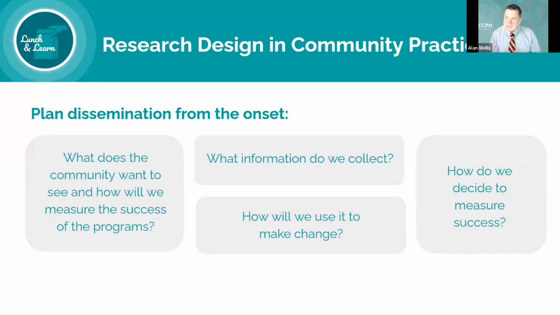So if we look at research design and community practice, what we're going to talk about today, I would say plan dissemination from the onset, from the very beginning of your study. Think about questions like this. What does the community want to see? And how will it measure the success of the programs? What information should we collect? How will we use the information we collect to make change? And how do we decide how to measure success collectively?